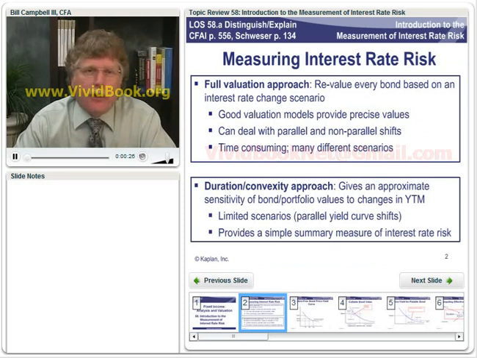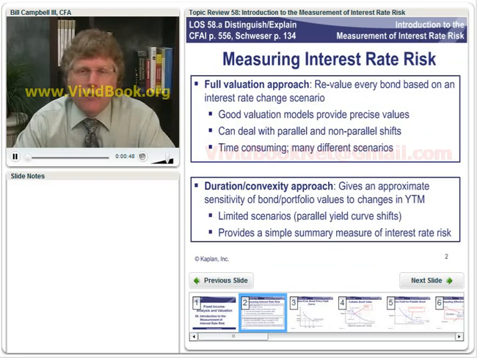We can go through our entire bond portfolio, take each security, and revalue it based on whatever kind of interest rate change we want. We can have interest rates change in a parallel shift of the yield curve, or we can have a steepening or a flattening, or we can have one particular interest rate go up and another one go down. We can go wild.